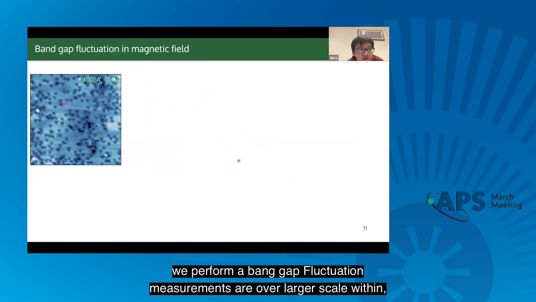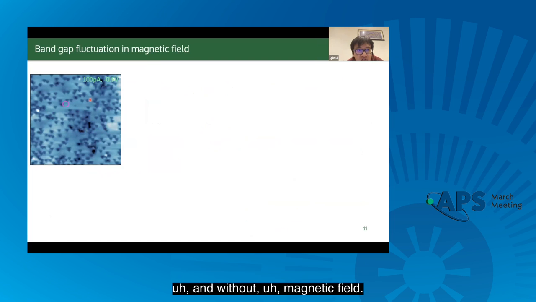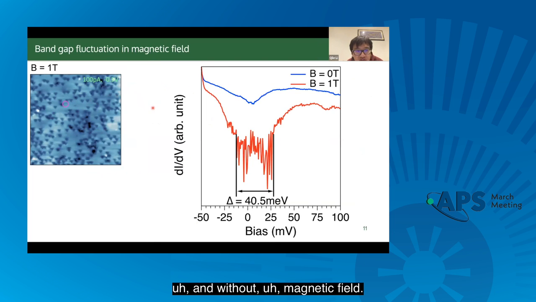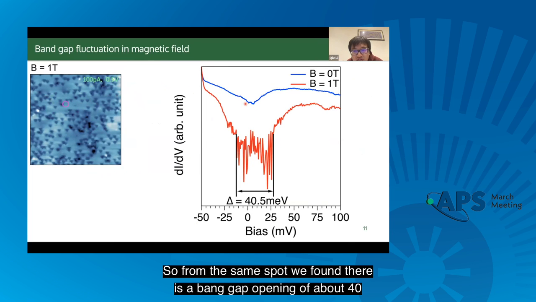Then finally, we performed a band gap fluctuation measurement over a larger scale, with and without magnetic field. From the same spot, we found there's a band gap opening of about 40 meV.